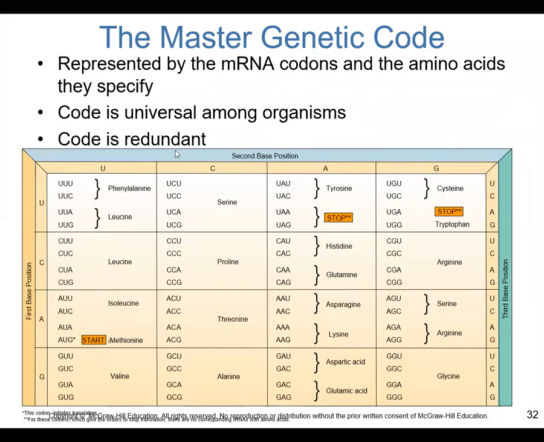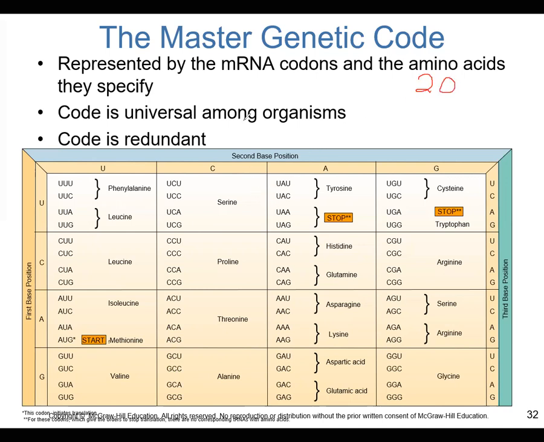And the master code, this is universal among all organisms, all right? So UUU codes for phenylalanine in all living things. If you were to count all these, there are 20 amino acids.